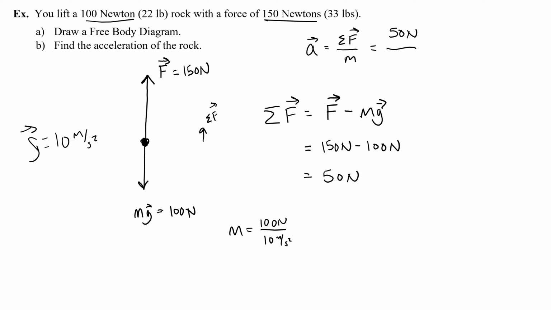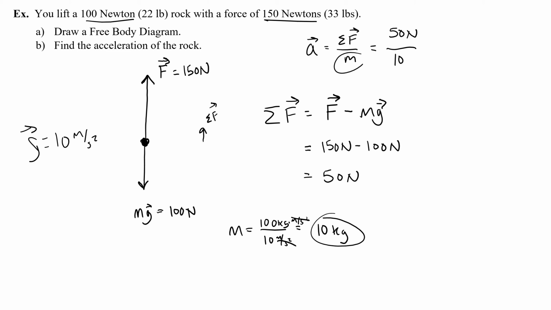So 10 newtons over 100 newtons over 10 meters per second squared. Remember that a newton is a kilogram times a meter per second squared. So those units cancel out. This gives you 10 kilograms. So the mass of the rock is 10 kilograms.